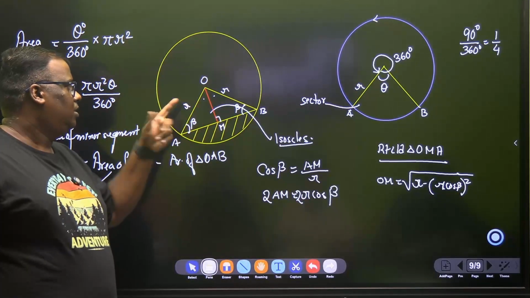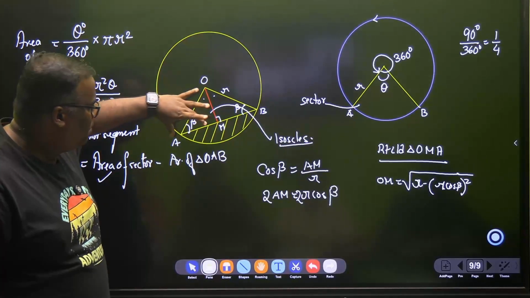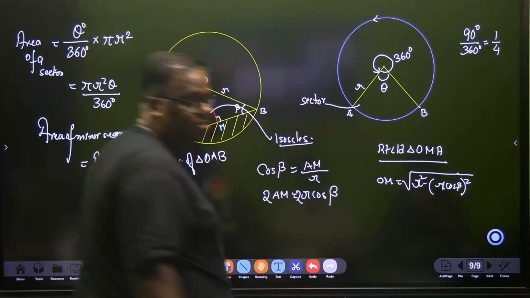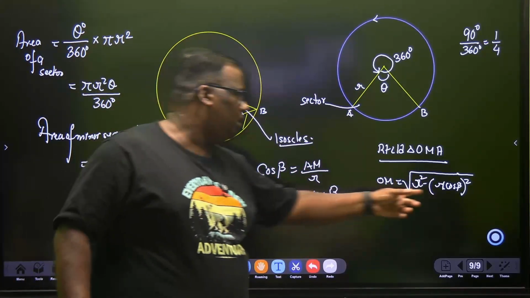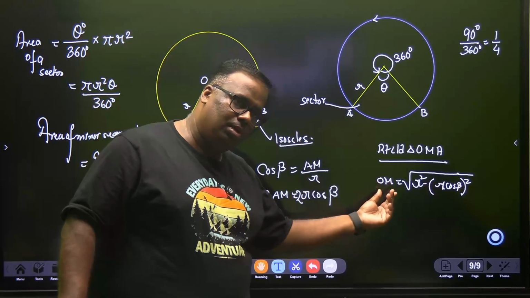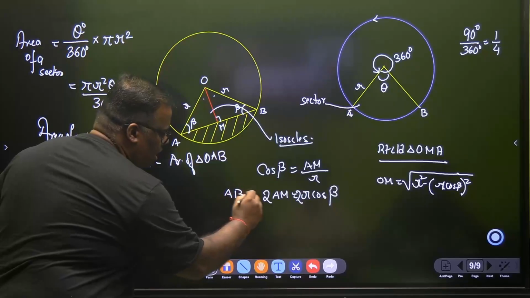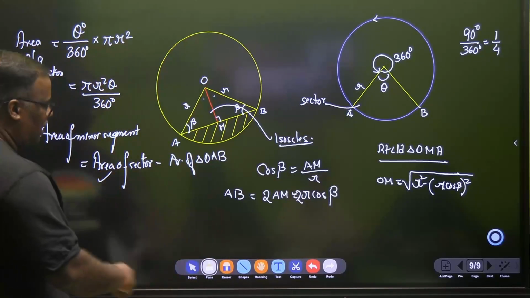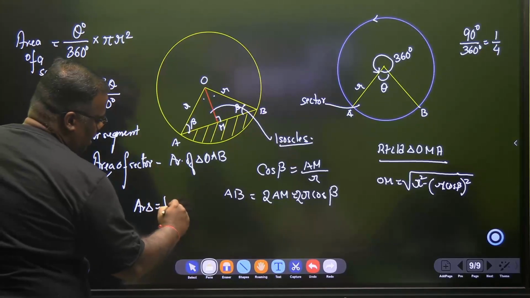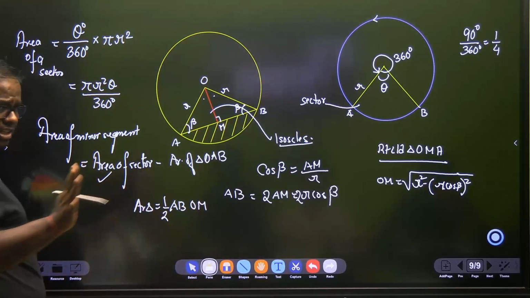Pay attention. What should be the value of OM? OM should be hypotenuse square minus AM square. Hypotenuse is how much? R square. Minus AM square. AM is how much? R cos beta square. So now you know the value of OM. You also know the value of AB. Can you now find the area of the triangle? Area of the triangle is half AB into OM. Anything difficult? Not at all.